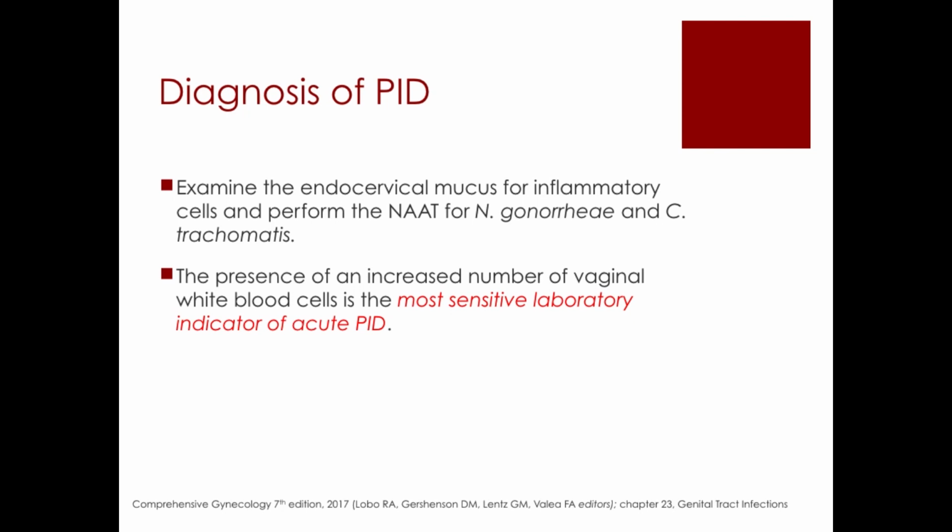Now we can also examine the endocervical mucus for inflammatory cells and perform the NAAT for Neisseria gonorrhoeae and Chlamydia trachomatis. The presence of an increased number of vaginal white blood cells is the most sensitive laboratory indicator of acute PID.